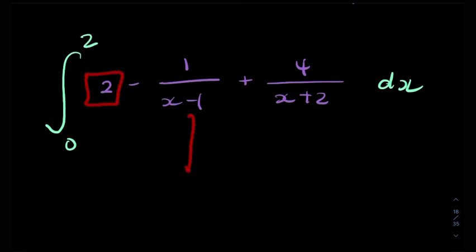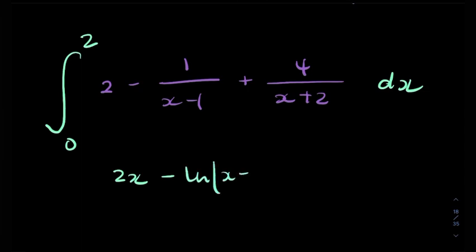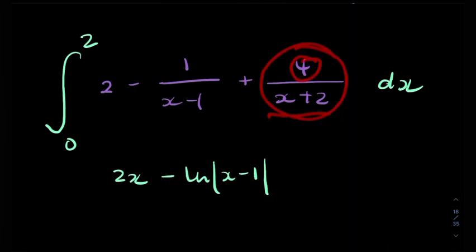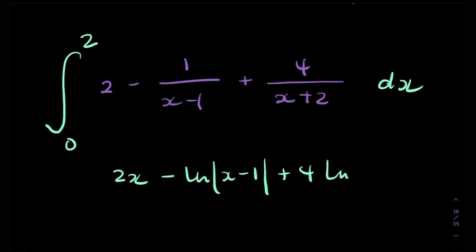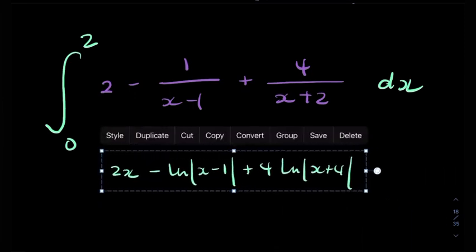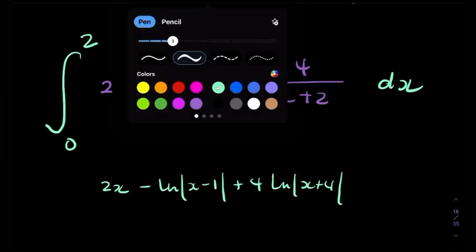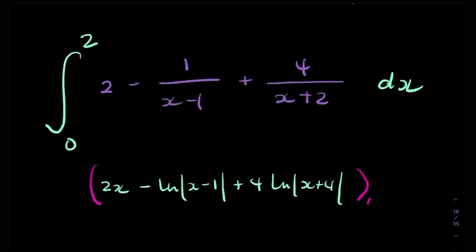So we can integrate each of these separately. So what's the integral of 2? That's simply 2x. What's the integral of 1 over x minus 1? It's simply log x minus 1, or natural log. Make sure you don't forget the minus sign. And the same here, it's plus 4 times log x plus 4. Okay, so that's your answer, but because it's a definite integral, you need to add the limits from 0 to 2.